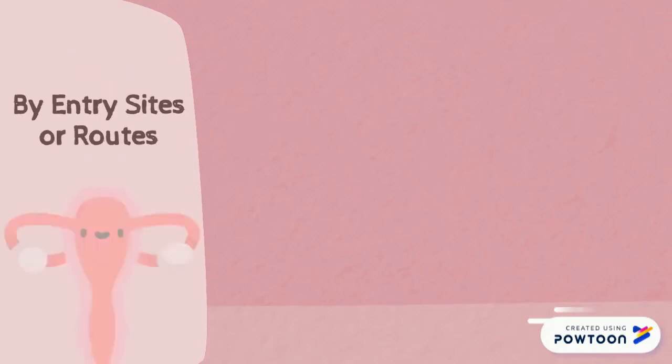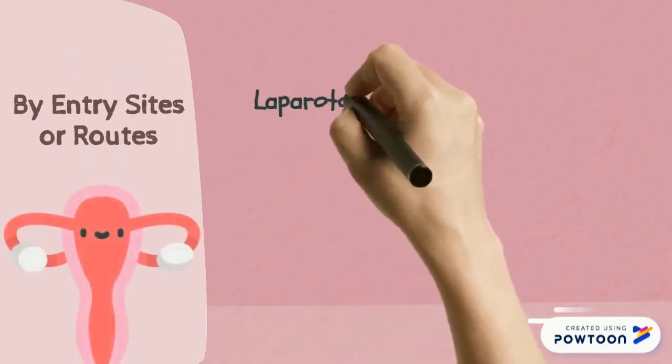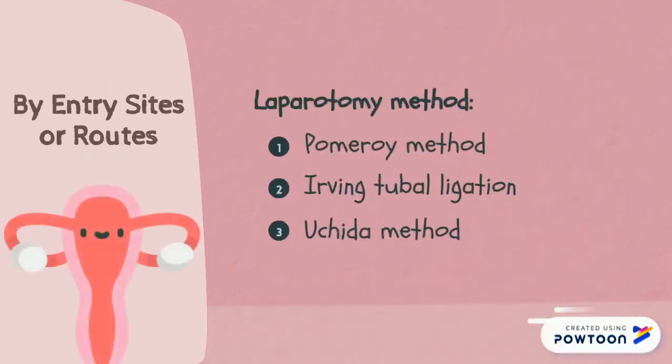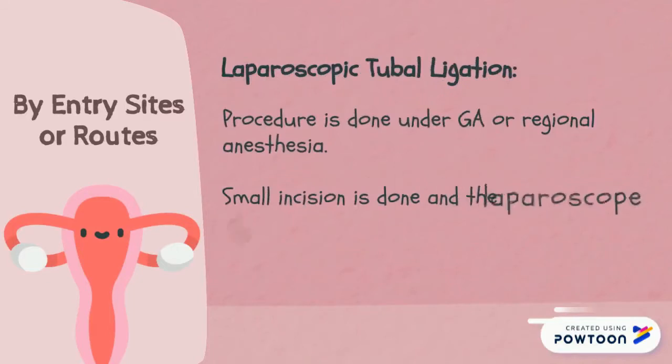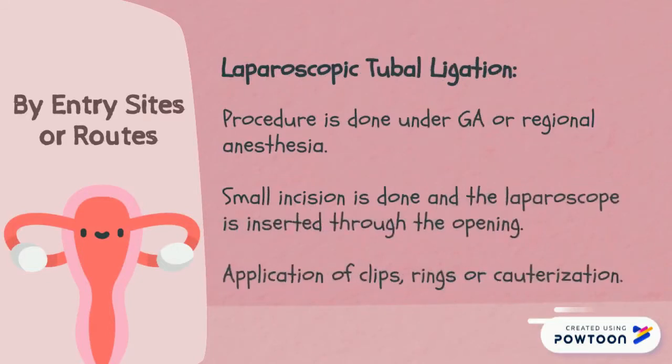The second method is by entry sites or routes. Laparotomy techniques are the Pomeroy, Irving, and Uchida procedures. The laparoscopic tubal ligation technique is done under general anesthesia or regional anesthesia. A small incision is made and a laparoscope is inserted through the opening. There, clips or rings are applied, or tubal cauterization is done.